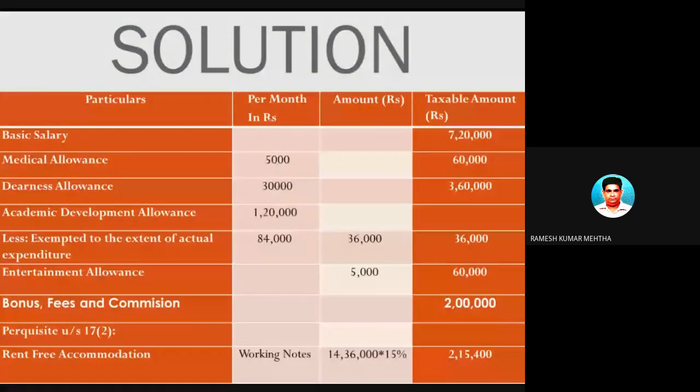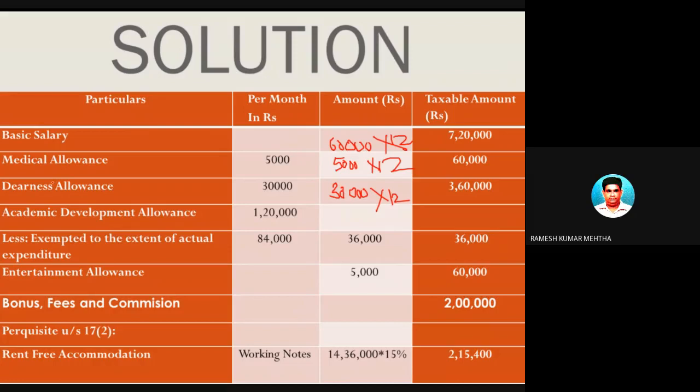Basic salary: it is given 60,000 per month. 60,000 into 12 is equal to 7,20,000. Number two is medical allowance, 5,000 into 12 is equal to 60,000. This is fully taxable. As you know, in the last class I told you the rule for DNS allowance: it is fully taxable. 30,000 into 12 is equal to 3,60,000.